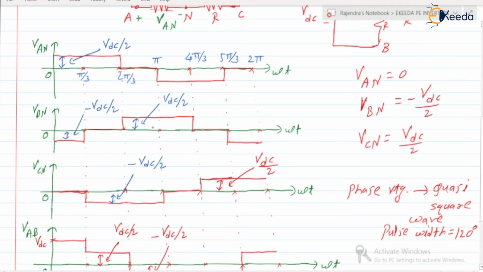Okay, next, what is the peak value of all the three phase voltages? It is VDC by 2, VDC by 2, VDC by 2. Okay, so peak values are same. Okay, so what about the frequencies? Yes, it is completing one cycle after 2 pi, after the sixth interval, right? So frequency should be same.